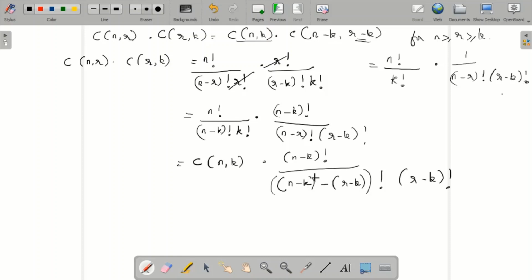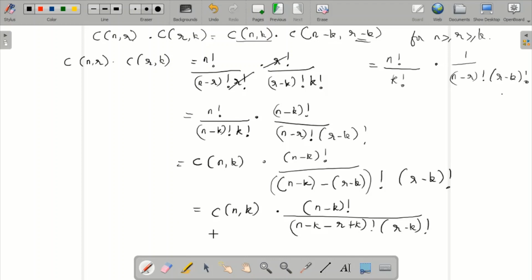So what is this now? Minus and minus k would be plus k. So it is C of n comma k into n minus k factorial divided by n minus r plus k minus k, that is n minus r whole factorial into r minus k whole factorial. This is the required. So now you check what it is.